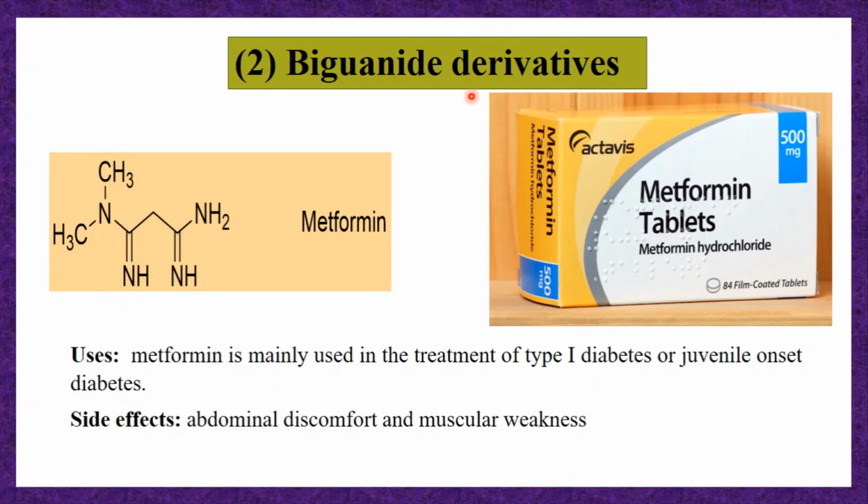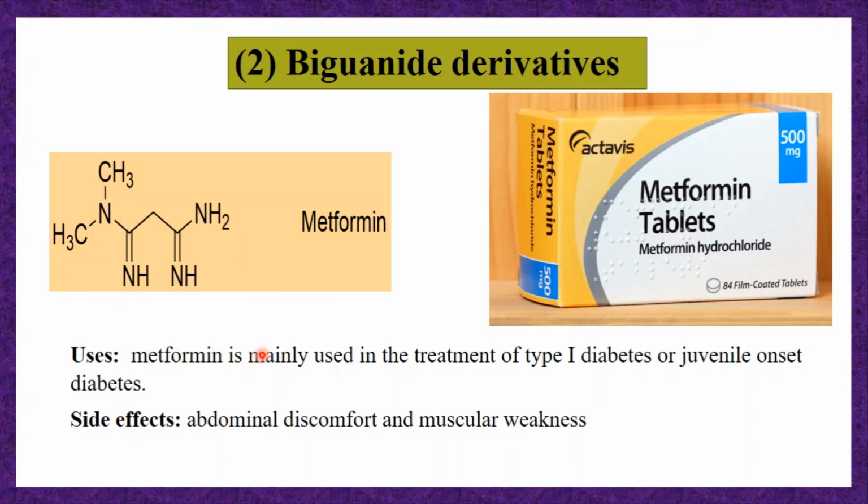So the example of this biguanide derivative is metformin. This is the structure of metformin: NH2, C double bond NH, CH2, C double bond NH, and CH3. And this is the box of metformin tablet. This metformin belongs to the biguanide class of compounds.